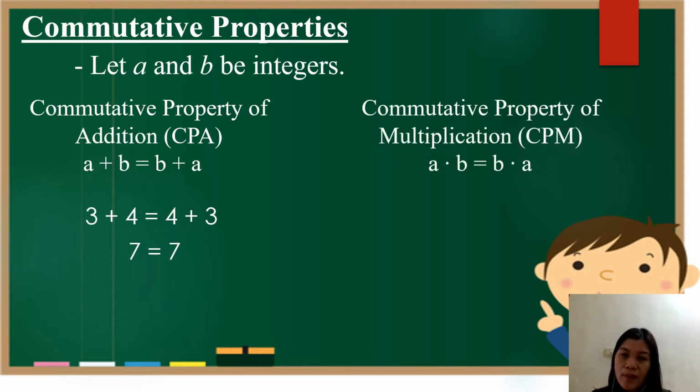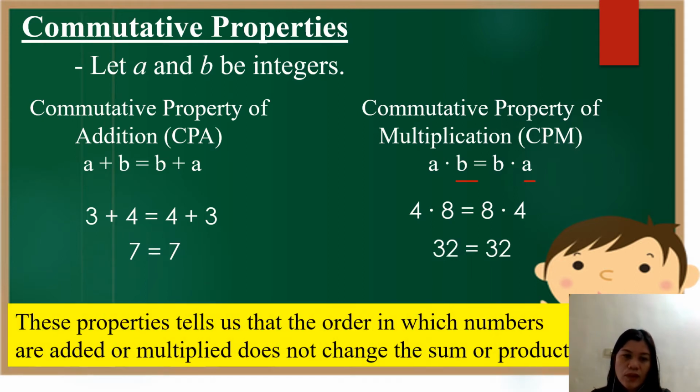Next, commutative property of multiplication, or what we call the CPM. A times B equals B times A. So, as you can see, you are going to rearrange A times B, and the second one B times A. The same answer will come out. Like for example, 4 times 8 is equal to 8 times 4. So they are equal since their answer is 32. So these properties tell us that the order in which numbers are added or multiplied does not change the sum or product.